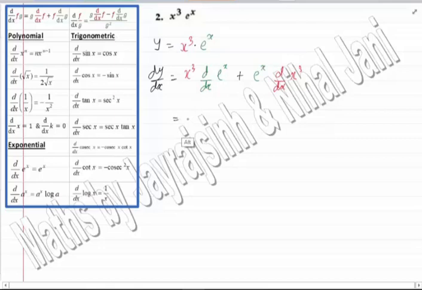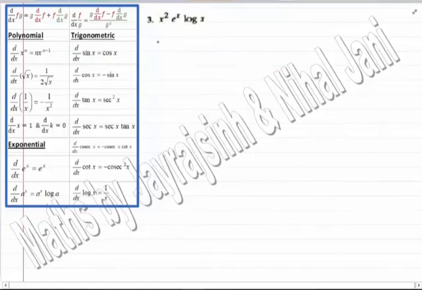Okay, now in the first term, x cube is as it is. We have to differentiate e raised to x. We know that the differentiation of e raised to x is e raised to x, plus e raised to x as it is. We will differentiate x raised to 3 using the x raised to n differentiation. It will be 3x square, right? So if we want to simplify, let's take e raised to x and x square common, so it will be x plus 3, right? So tada, this is the answer.